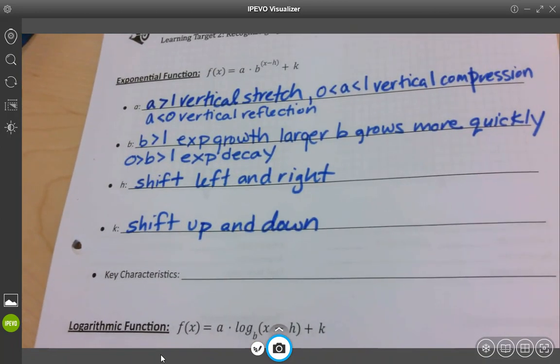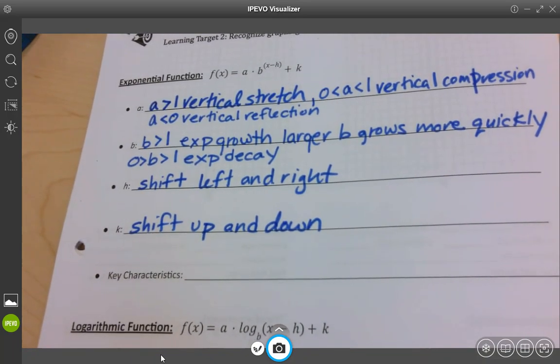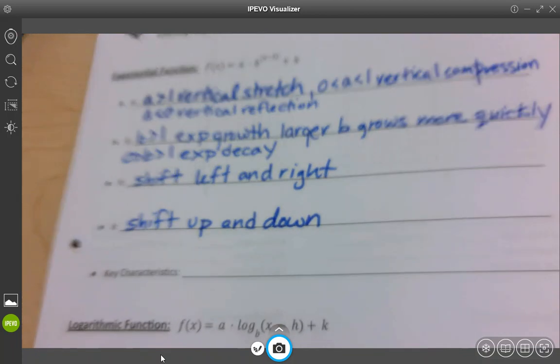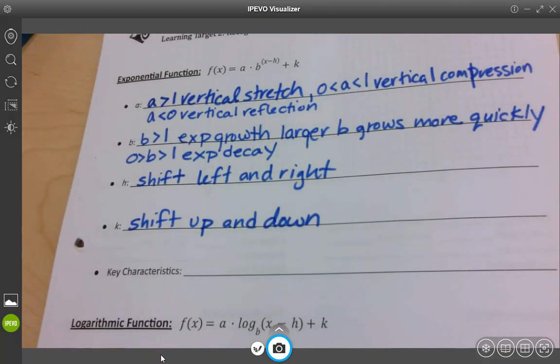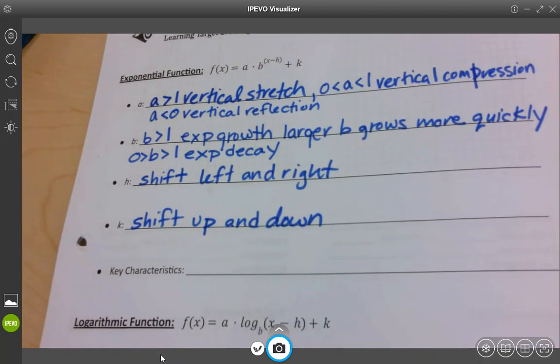All right. Now, one thing that Desmos does not show us is the horizontal asymptote. Does anybody remember on the very first day of this unit, when we were looking at pictures of exponential growth and decay, I was explaining that there is a horizontal asymptote? It's this invisible line that your graph will never cross. It does not show it. For your parent function, it would be at y equals 0.